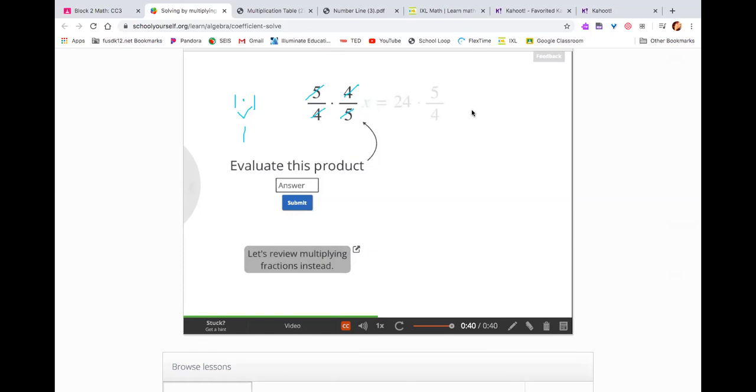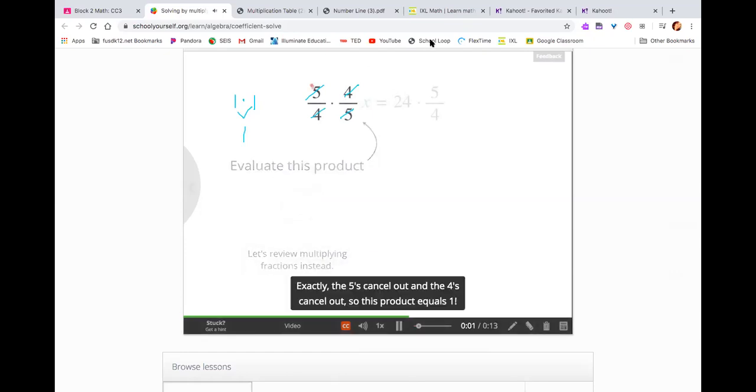So my answer is going to be 1. Okay. Do you see how it is not 0, even though it canceled out? Because when we divide it, the answer is 1. And when we see the x over here, 1 times x would be x. That's why it cancels out. So we have 1. Exactly. The 5s cancel out and the 4s cancel out. So this product equals 1.